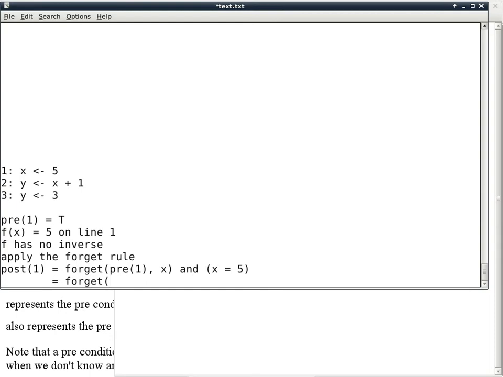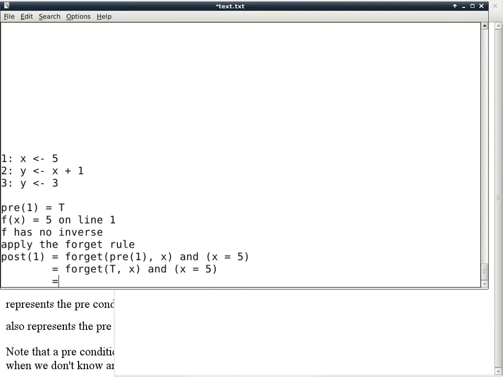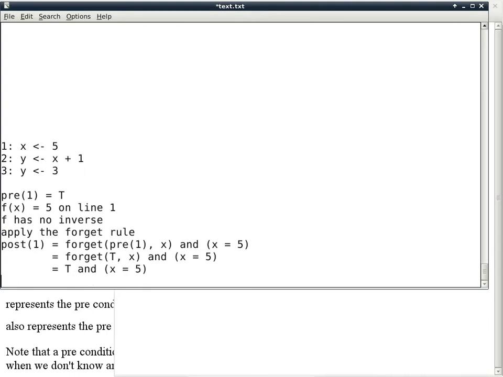Okay. The next step is to just factor in what is pre1. Pre1 is just true. Does true mention anything about x? No. Okay, so we can keep that. So it becomes true and x equals 5. Can we do something about this kind of awkward looking expression?